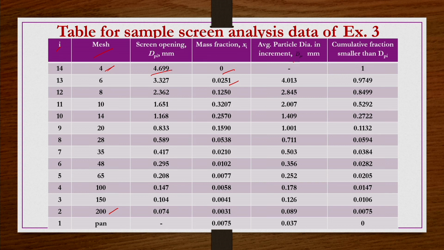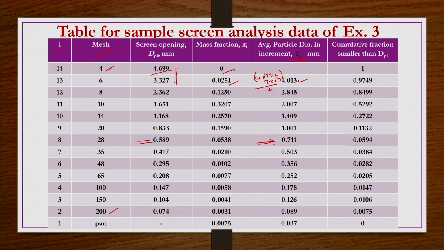Now we need the Dpi bar, the average diameter. The first one is nothing but 4.699 as it is, because there is only one. The second one is the average of these two, that is 4.699 plus 3.327 divided by 2, so you get 4.013. Likewise for all the other average diameters.